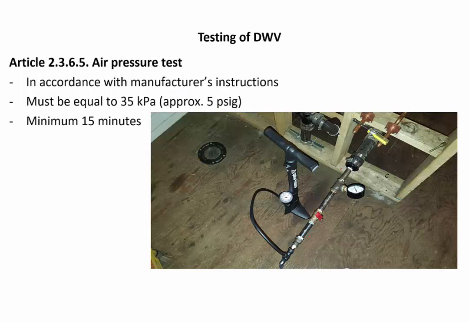An air pressure test, if it is permitted by the manufacturer, which again, if the installers use materials such as PVC piping, most manufacturers will not permit an air test on those products, so you'd have to make sure that the manufacturer specifically allows for an air test with their product. But when an air test is applied to a drainage and venting system, it must be equal to 35 kPa, which again is very close to 5 psig, and the minimum duration is also 15 minutes.